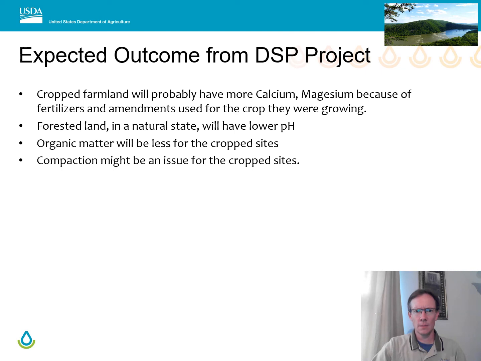The expected outcome of the DSP project is that cropped farmland would probably have more calcium and magnesium because of the fertilizers and amendments that were used for growing. The forested land in a natural state should have a little bit lower pH because of the stability of the soil. Organic matter will be less for the cropped sites, and compaction or a plow pan might be an issue for any of the crop sites.